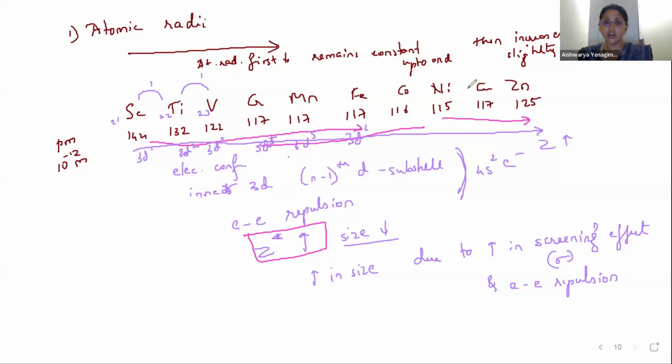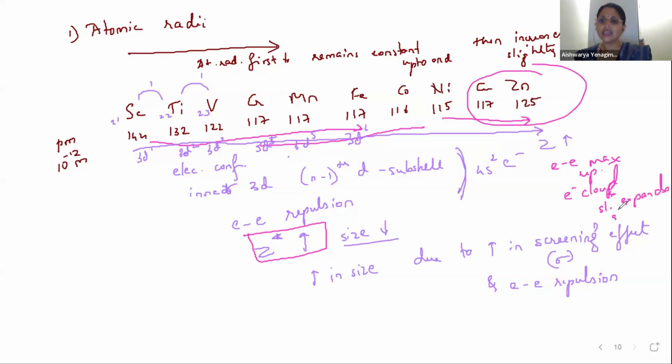At the end, that is copper, all the electrons get paired and electron repulsion will be maximum. Therefore, to overcome this electron repulsion, the electron cloud slightly expands. So when it expands, the atomic size slightly increases, and you can see that increase in the atomic size here. Copper atomic size is 117 and zinc atomic size is 125.